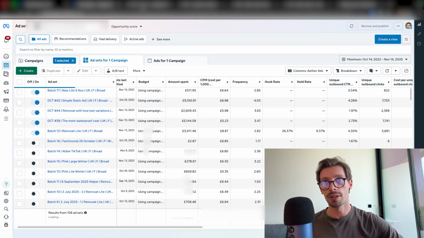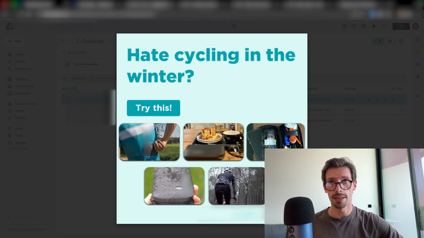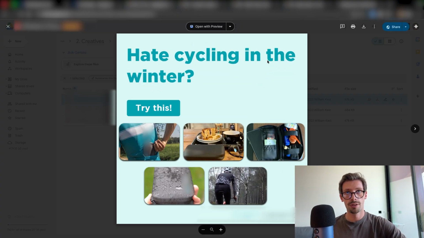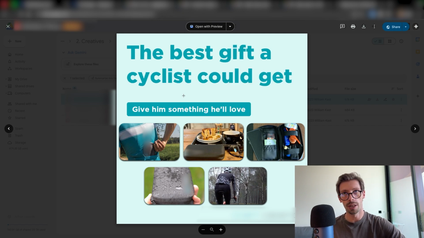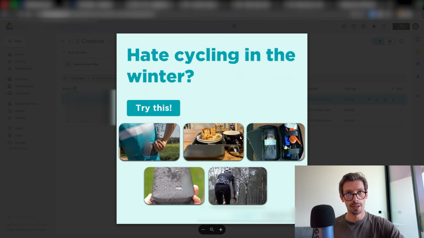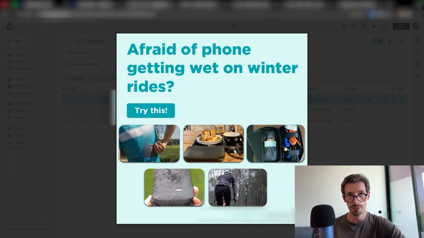The same thing here. One example of an old split testing ad set. Here we would have 3 different ads in the same ad set, and you can see this is the creative, and literally just the headline is different. So here we actually have different angles. Hate cycling in winter. The best gift a cyclist could get. And then afraid of phone getting wet on winter ride. So 3 different angles, pretty solid, but with the same imagery. And before, a split test like this would be very conclusive. Now, not anymore. Now it's more about creative diversity and what kind of format resonates with what kind of audience.